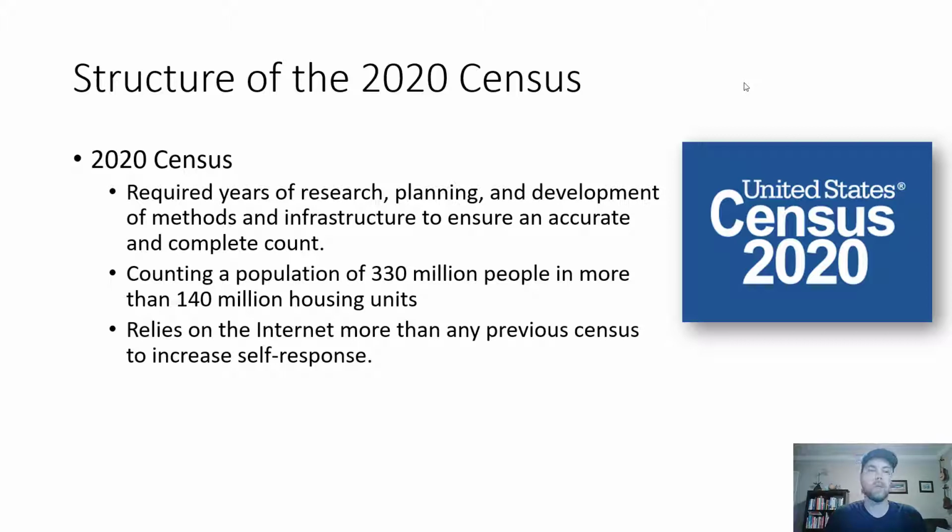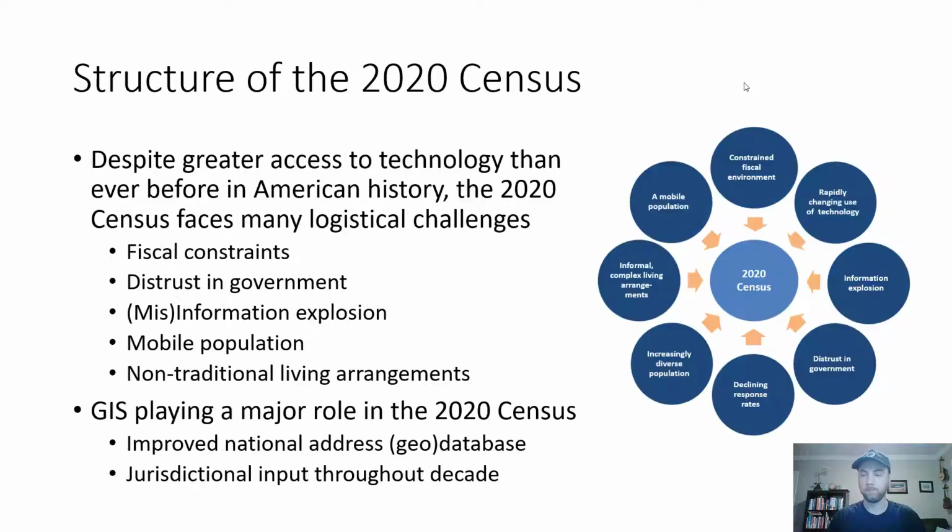The 2020 census relies on the internet more than any previous census to increase self-response. And it makes sense, obviously, as technology develops, so too do the methods that the census employs. This year, they're really relying on the internet a lot more to help facilitate responses. Despite greater access to technology than ever before in American history, the 2020 census faces many logistical challenges. For example, fiscal constraints. In the current budget situation in the United States, there is less money to go around to federal programs.